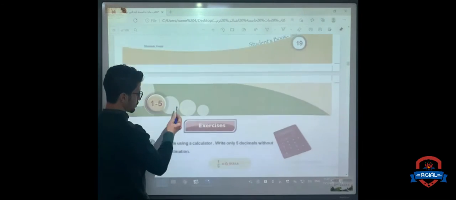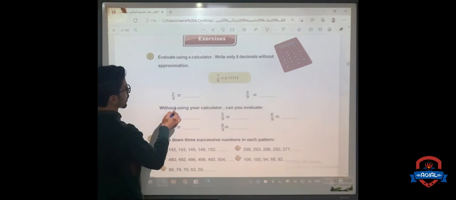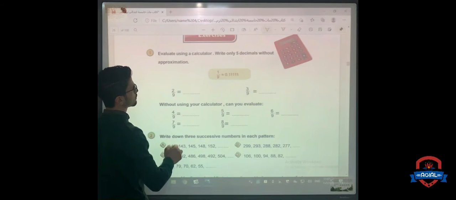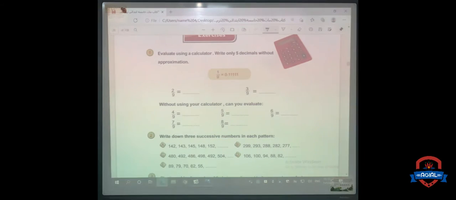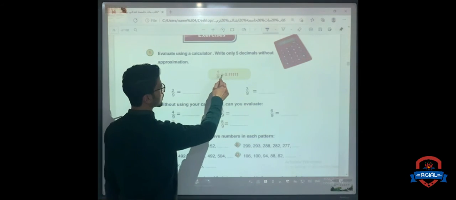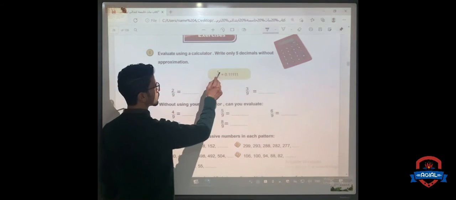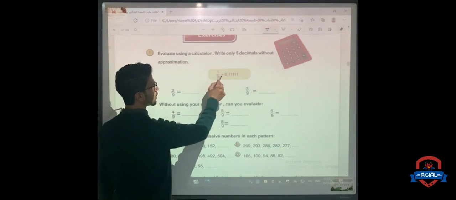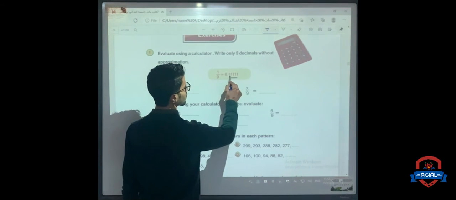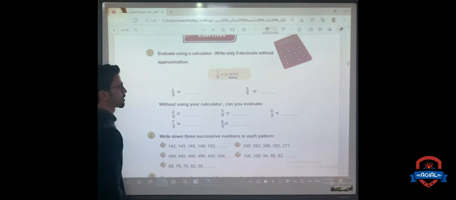So let's start with some exercises. The first question: evaluate using a calculator. Write only 5 decimals without approximation. Like this example, we have 1/9 equals 0.11111. So using the calculator, we have to say 1/9 equals what? Then we write just 5 decimal places. So we have to find 2/9 using the calculator.